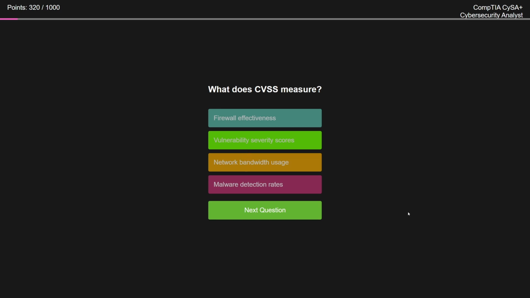Because CVSS stands for Common Vulnerability Scoring System. So they're trying to do the vulnerability scoring stuff. So, I mean, that's why I picked that one.